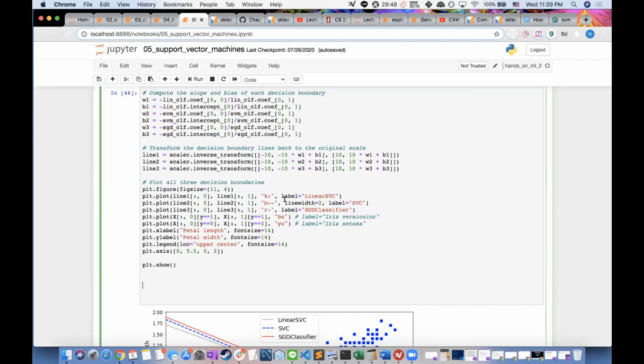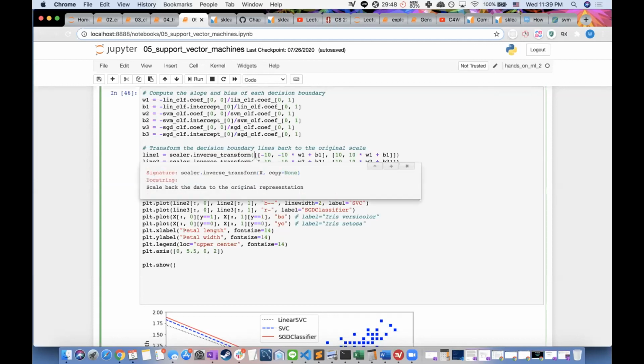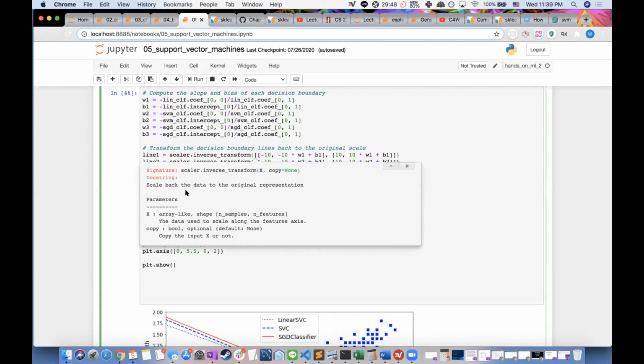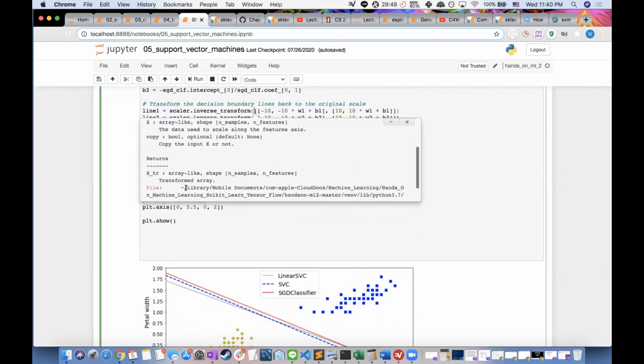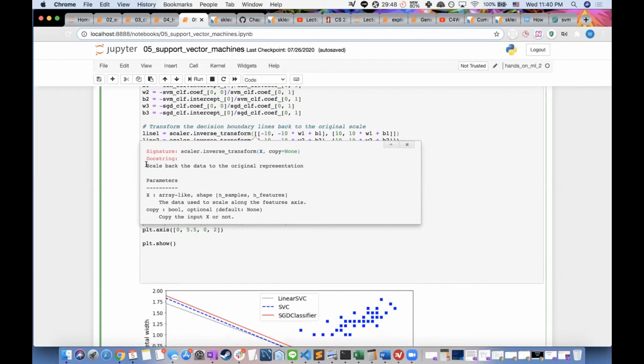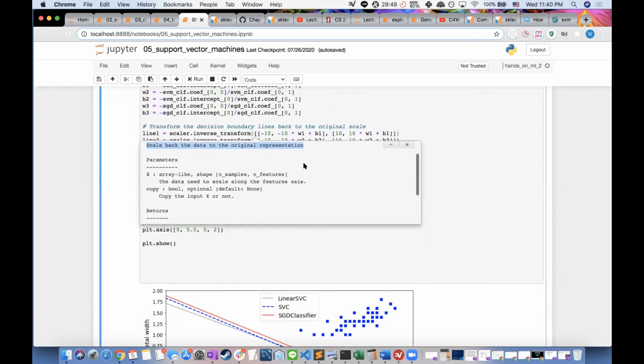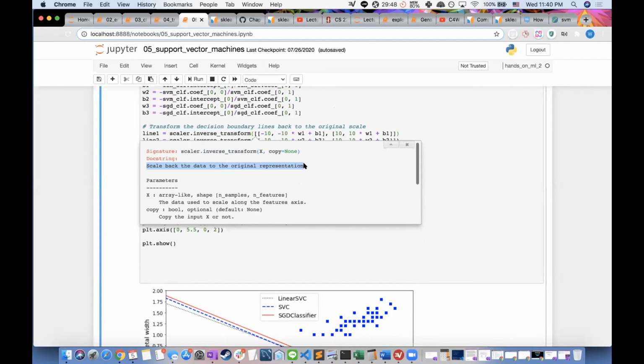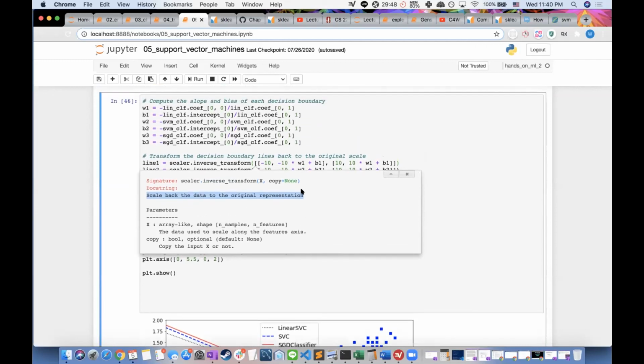I think he does the scaler inverse transform. So you've scaled all the data, and then he's reconverting it to the original petal length, petal width by applying an inverse transform, which, for those familiar with fast AI, is like applying decode instead of encode. So he's getting the actual values back rather than the scaled values, and plotting with respect to the original scale.